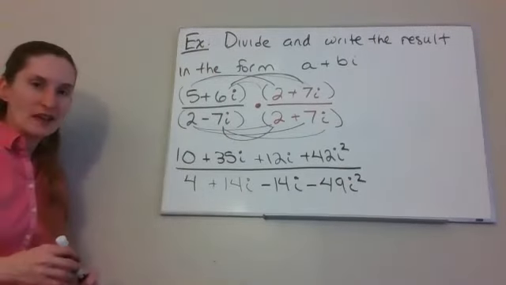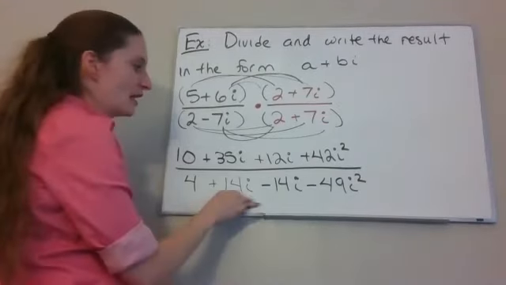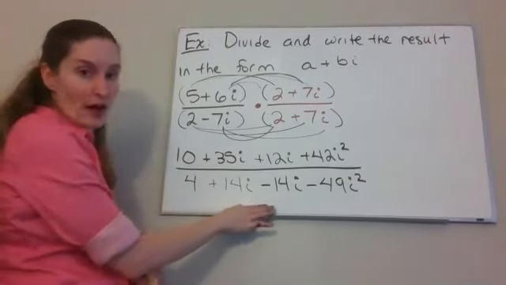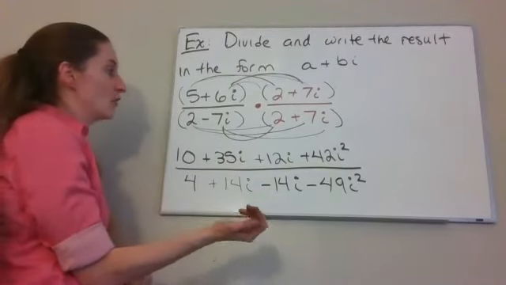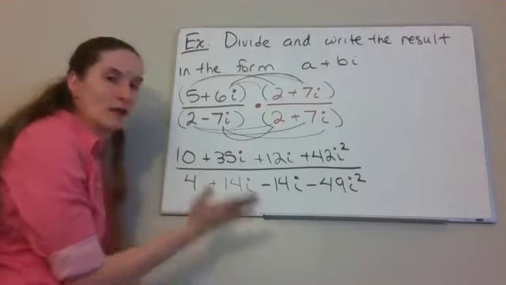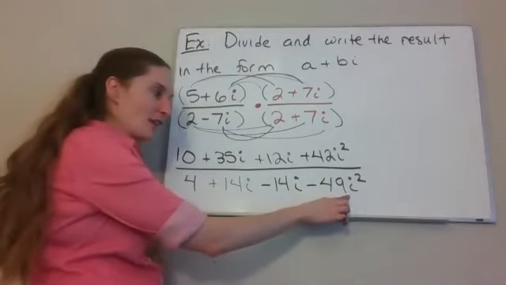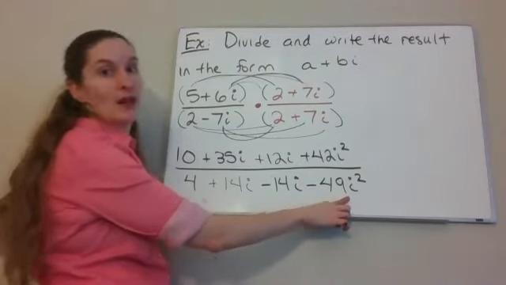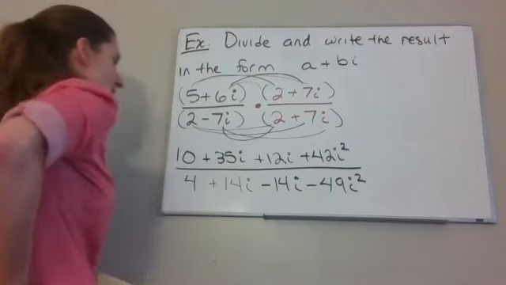Now take a look at this. In the denominator, my positive 14i and my negative 14i subtract to 0. That's exactly what's supposed to happen. When you multiply by the conjugate of the denominator, it should get rid of all of the i's in the denominator. Right now, yes, I still have an i squared right here, but we know i squared is negative 1, so we can simplify that.